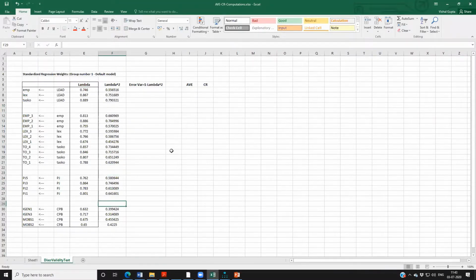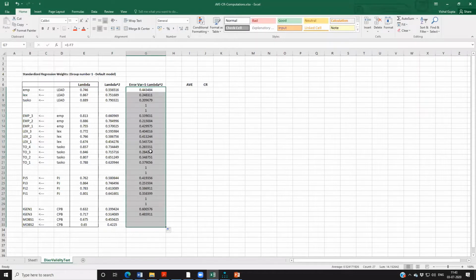Okay, right? So we have done lambda square. Now we will compute the error variance, which is 1 minus lambda square, right? We do that.